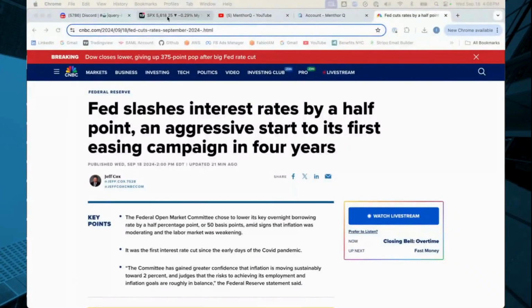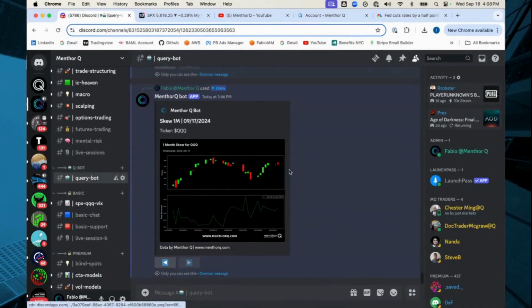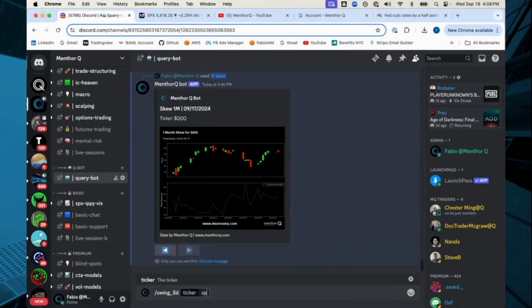All right, so let's go first in Discord and let's see how we can get the data. The first thing is we type our swing keyword, and we now have different commands available. First is our 5 days, our 20 days, and then we're going to show you that we can actually get the levels directly into TradingView as well. So let's start with 5 days, for example, and let's do SPX.